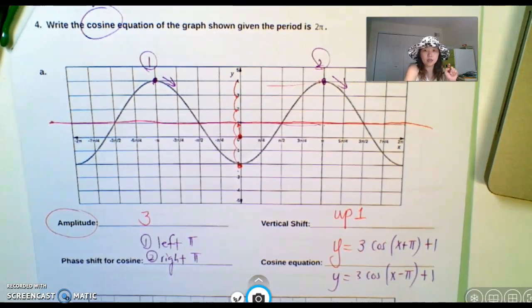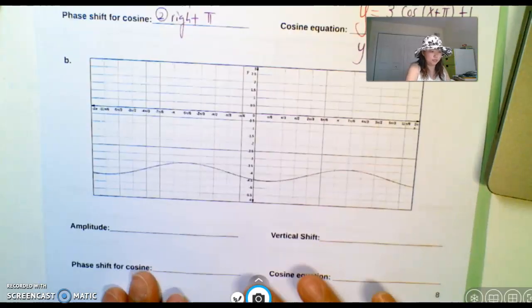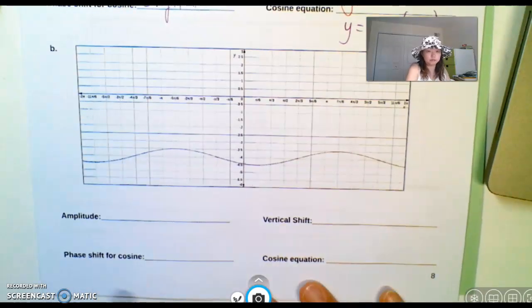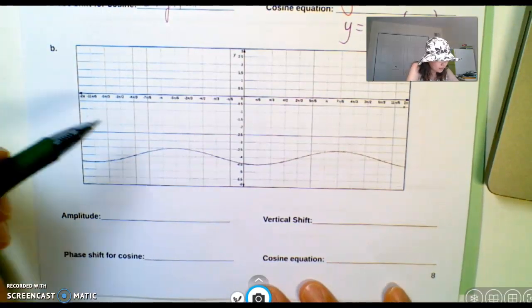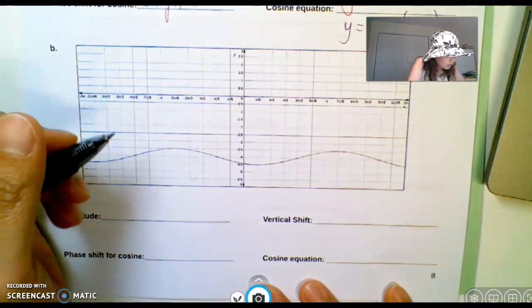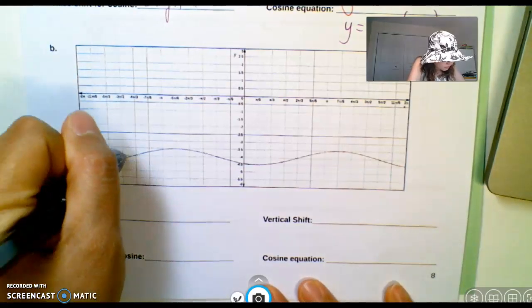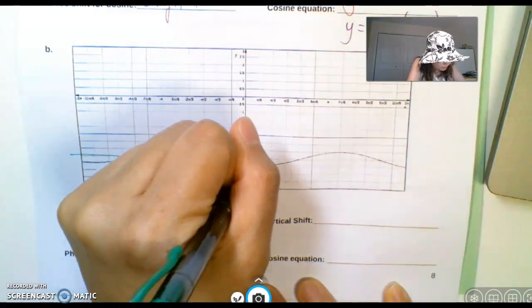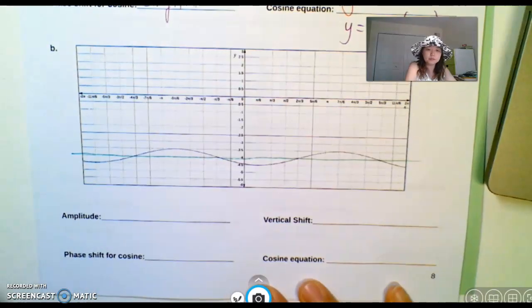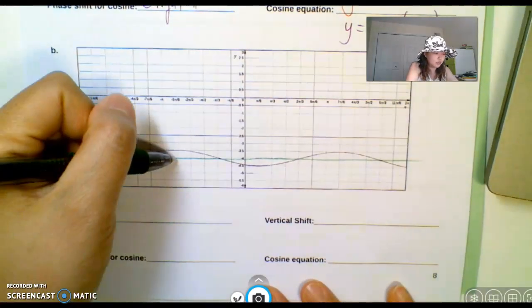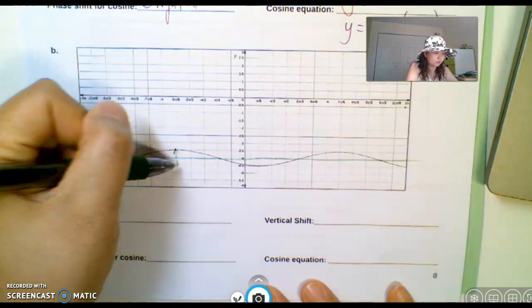Pause, copy, move on. B. Ugh, it's the same graph. I don't like the skinny one. All right, find the middle. Where is the middle? The middle is at 4. Do you see how it's going to be at 4? It's going to be at 4 because it's half up, half down.